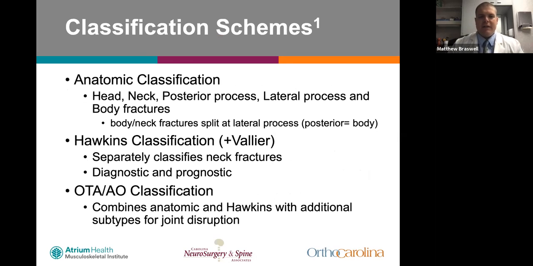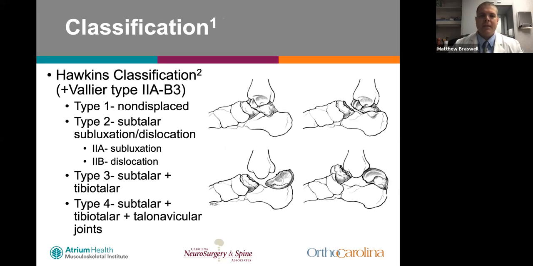So how do we classify these? Anatomic classification was first described, as you might guess, just based on the anatomic location, and they divided talar neck and talar body fractures at the level of the lateral process, with fractures posterior to that being body fractures. The Hawkins classification is one that we hear about a lot, and this is specifically for talar neck fractures. It subdivides those in a helpful way as it's diagnostic and prognostic. And the OTA and AO classification essentially combines the anatomic classification with the Hawkins classification.